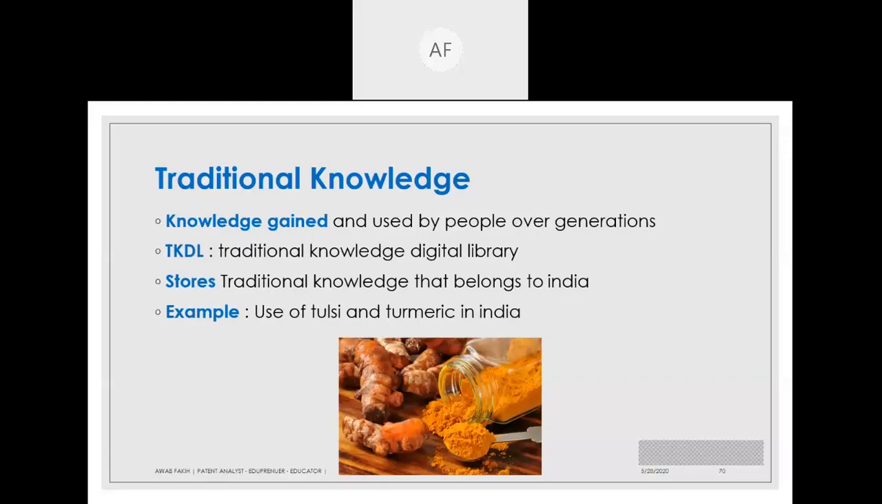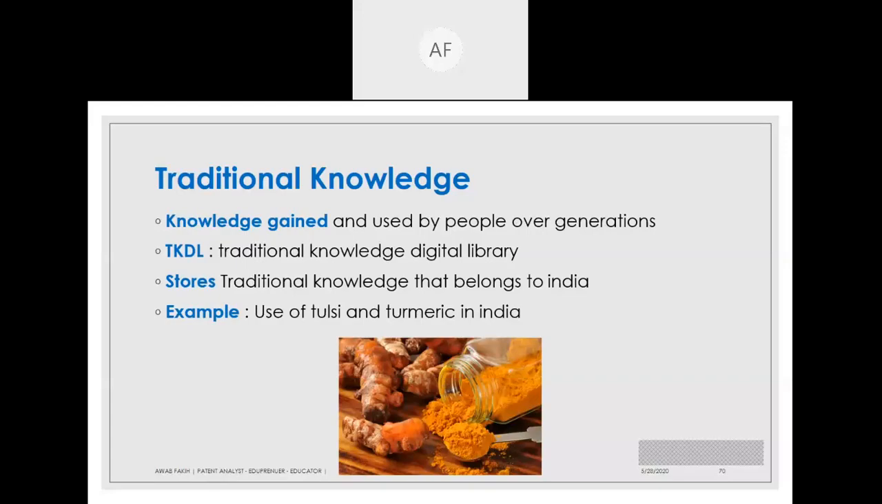Wow. So when you talk about traditional knowledge, the knowledge is gained and used by people over generations, as you know. This type of IPR is given to knowledge that is common in a particular community, like the knowledge of turmeric, or the use of turmeric for wounds. This knowledge is carried from one generation to another. Such knowledge is very difficult to preserve in the form of proof. We all know that India has a rich traditional knowledge that is passed verbally from one person to another.